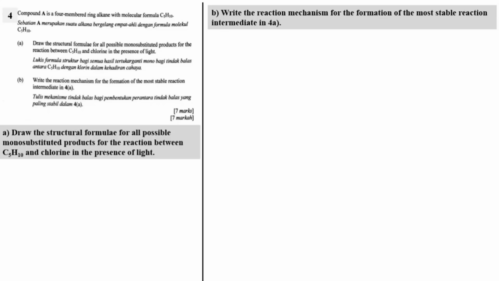Now we're going to look into question number 4. For question number 4, compound A is a four-membered ring alkane with a molecular formula of C5H10. For question 4a, we need to draw the structural formulae for all possible mono-substituted products for the reaction between C5H10 and chlorine in the presence of light. So at first, we need to identify compound A. As mentioned, it is a four-membered ring alkane.